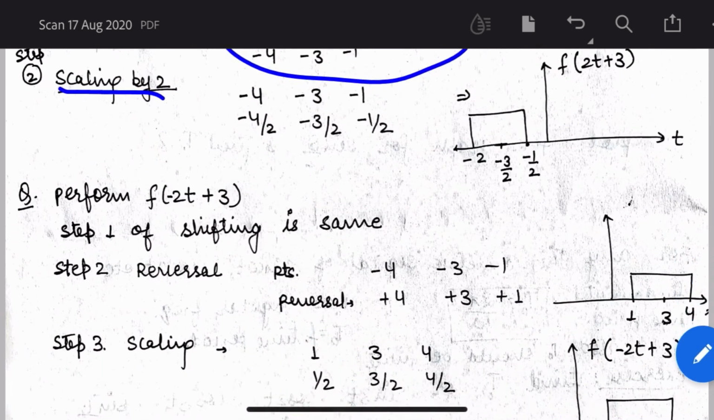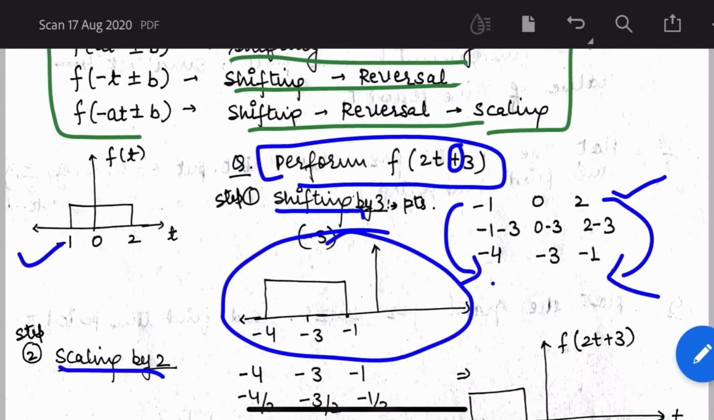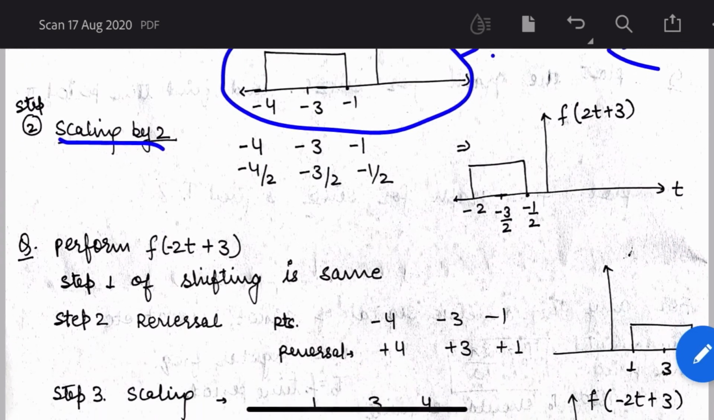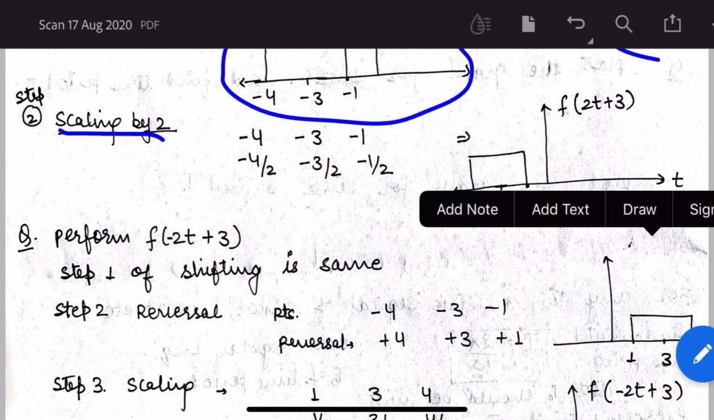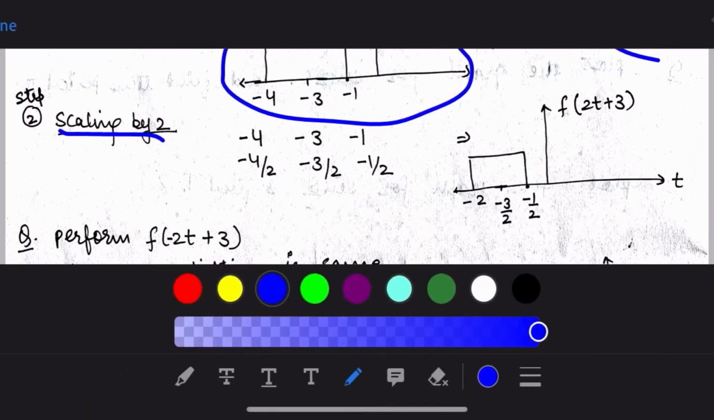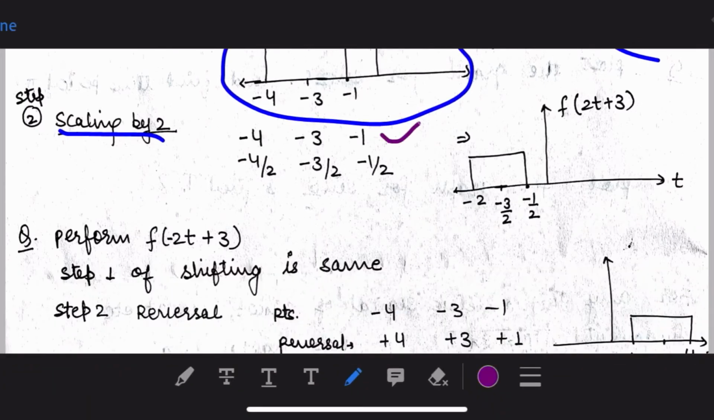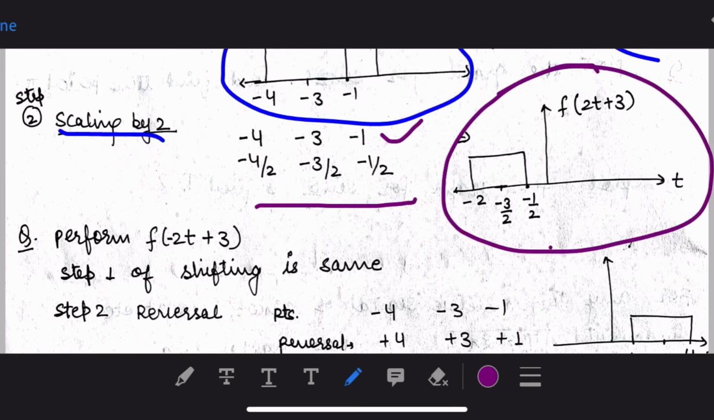Next, scaling is left. You have to scale it by 2. Multiply by 2 means we have to do the division. So again you will write the points -4, -3, -1 after shifting, and since scaling by 2 is multiplication, you will divide. After division these new 3 points come, then you will plot this, and finally this is your final answer.